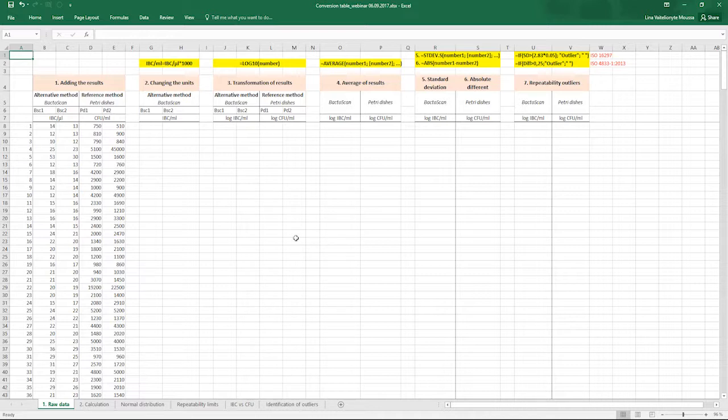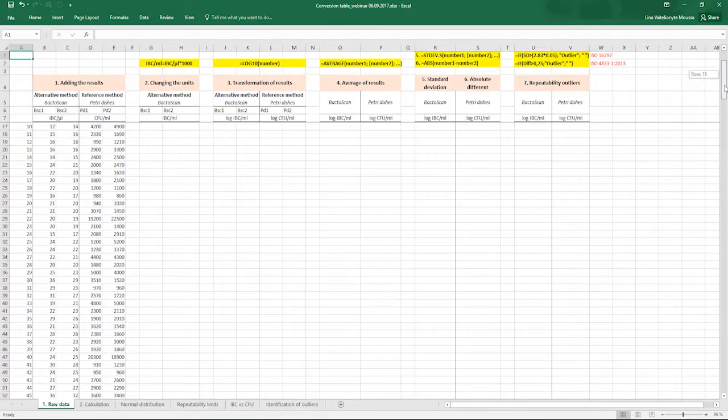Initial evaluation of the data can be done after 200 samples, whereas for a robust conversion table, at least 600 samples in duplicates have to be analyzed. All collected data must be paired correctly and the units per microliter or milliliter must be noted. In this example, data from the BactoScan are written in IBC per microliter, individual bacterial count per microliter, whereas the data from Petri dishes are written in CFU per milliliter, colony forming units per milliliter.